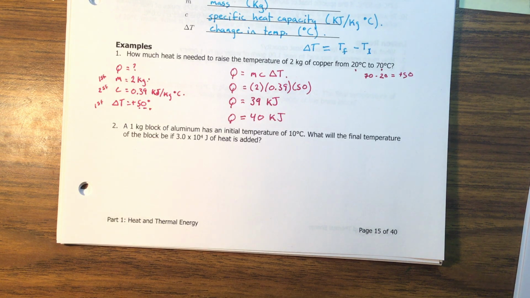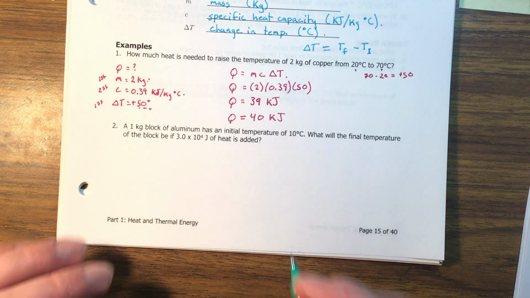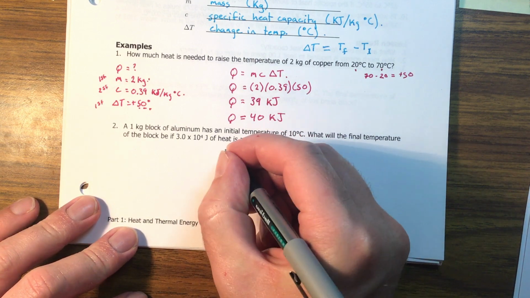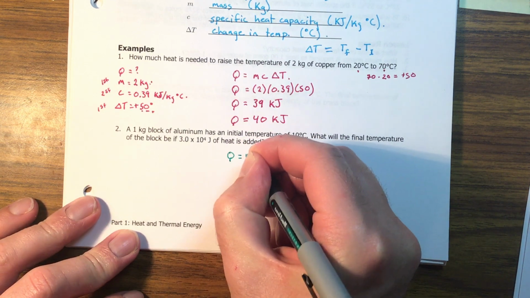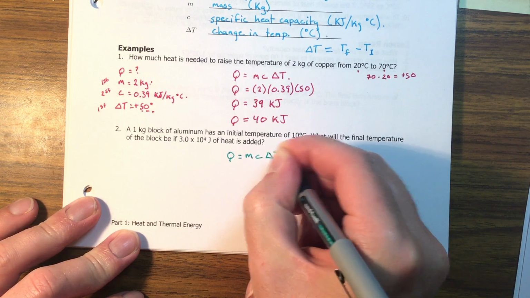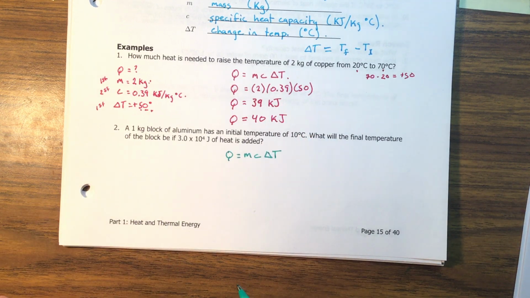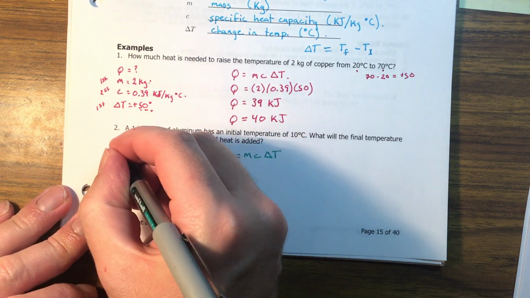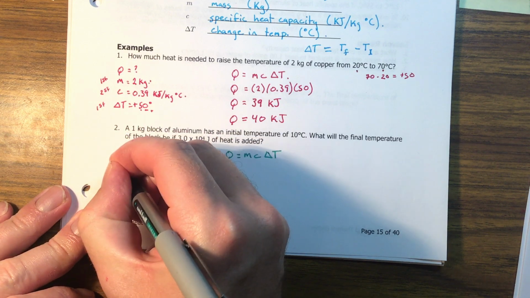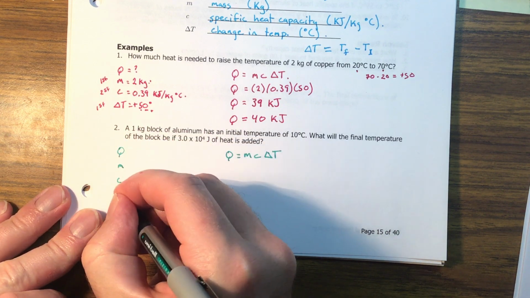Question number 2. A 1 kilogram block of aluminum has an initial temperature of 10 degrees Celsius. What will the final temperature of the block be if 3.0 times 10 to the 4 joules of heat is added? So we're going to do Q equals mc delta T. That's our formula that we're working with here. Quantity of heat. We write Q = mc delta T.